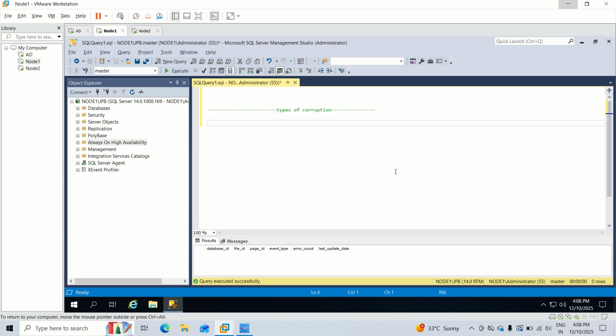So let's get started. First we can see what corruption is. Corruption means SQL Server can no longer read or understand the data stored in the data files. This can affect pages, indexes, the log files or the system metadata. Then we can see the types of corruption.